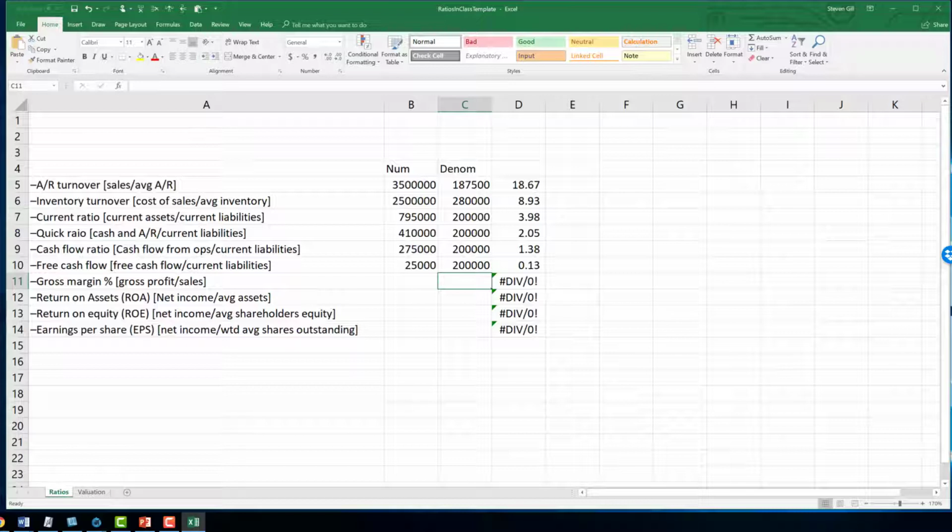All right, now let's look at some of the profitability ratios. So the gross profit is $1 million.